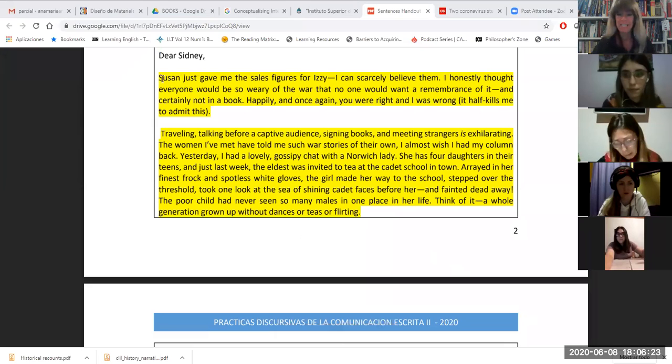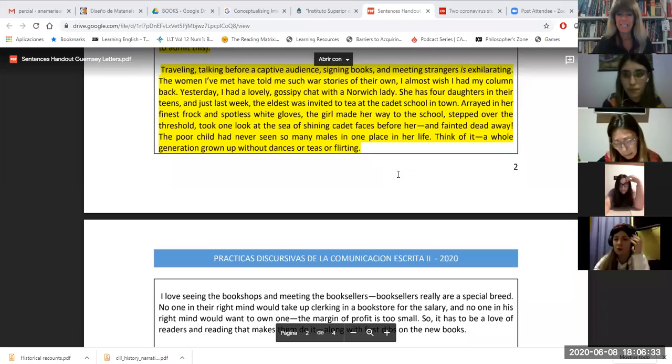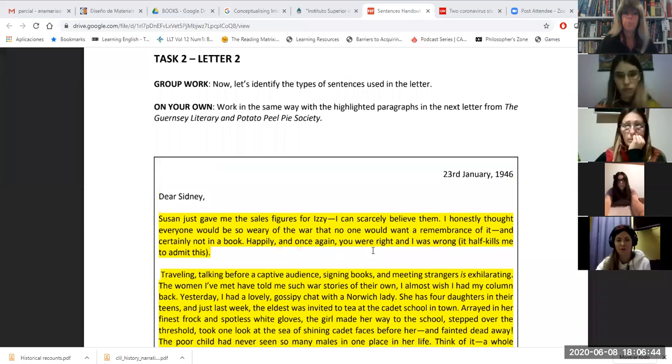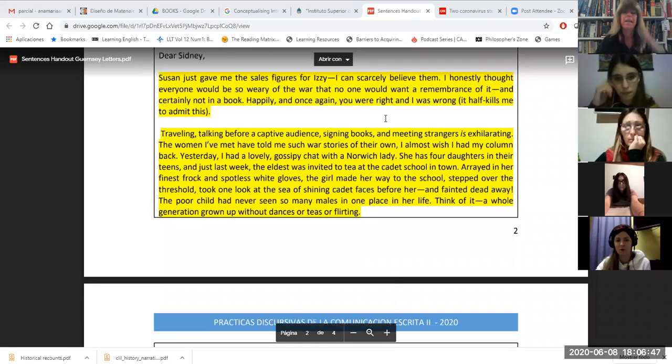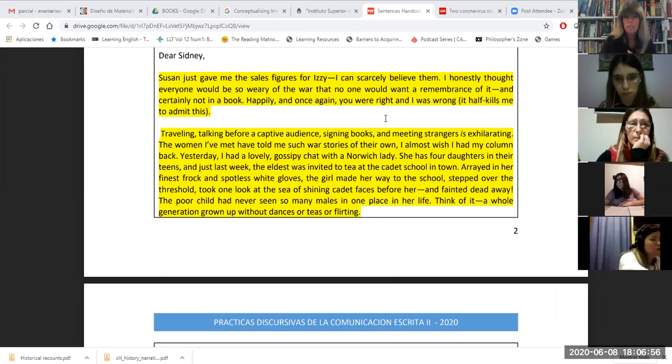What can you tell me about the first paragraph? Let's concentrate on the first sentence. First of all, this is a letter that Juliet is writing to her friend Sydney, and this is a response to one of Sydney's letters. Let's concentrate on the form today. It says, Susan just gave me the sales figures for Pdce. I can scarcely believe them.